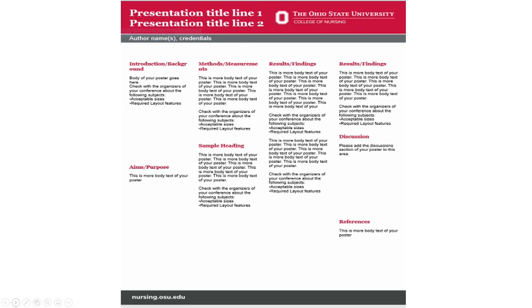This is a picture of a research poster template, and typically these templates have about 4 to 5 columns. You can see that each column has a subheading, and these subheadings are similar to what you would see in a manuscript. So you'll see that we have the introduction or the background, methods, results, discussion, and an area for our references. So we're going to describe or talk about each one of these sections today.